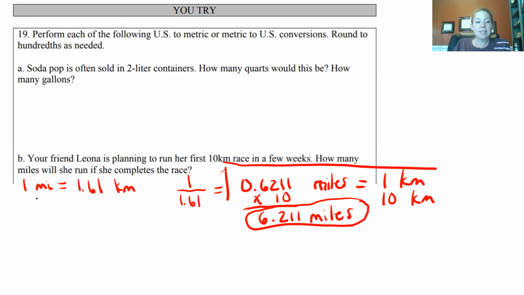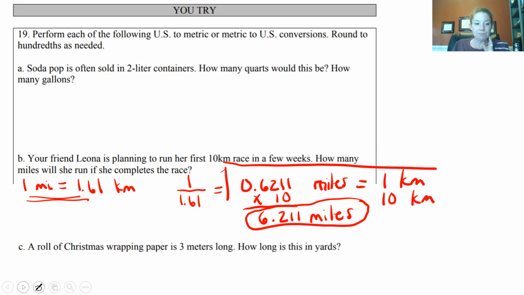Okay, so we took this conversion that was given to us and turned it around. We know how many kilometers go with 1 mile, but how many miles is exactly 1 kilometer? So we had to divide. This is our division problem, and that's per kilometer. Then to get 10 kilometers, we multiplied our miles times 10. So our final answer is 6.21 miles is equal to 10 kilometers.